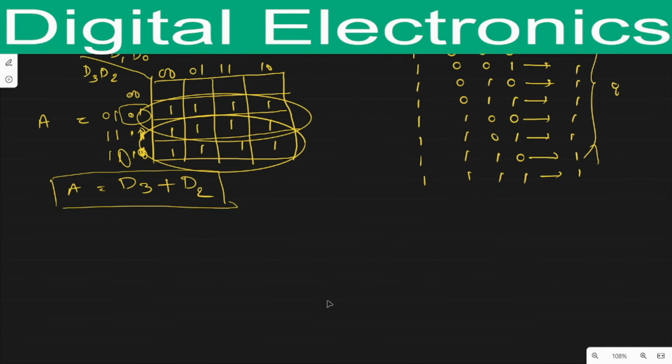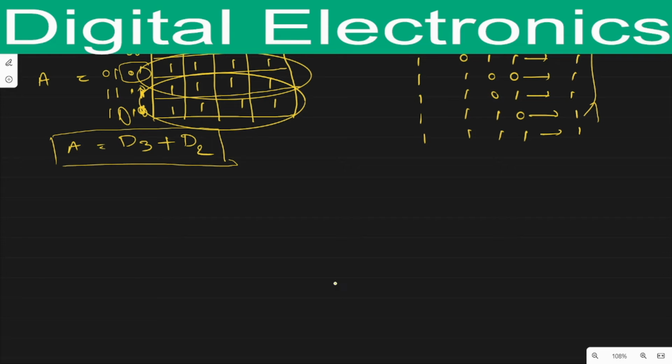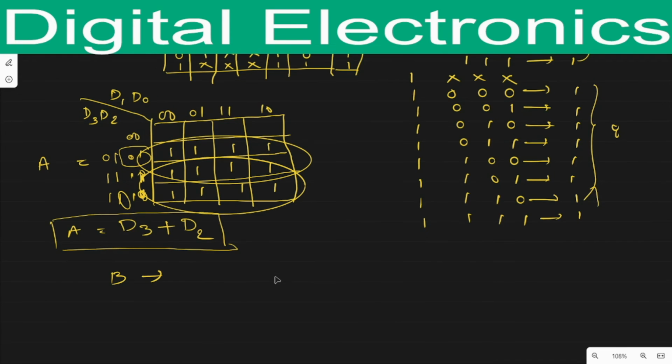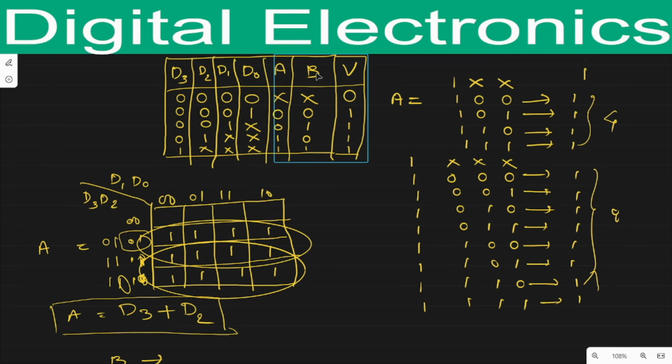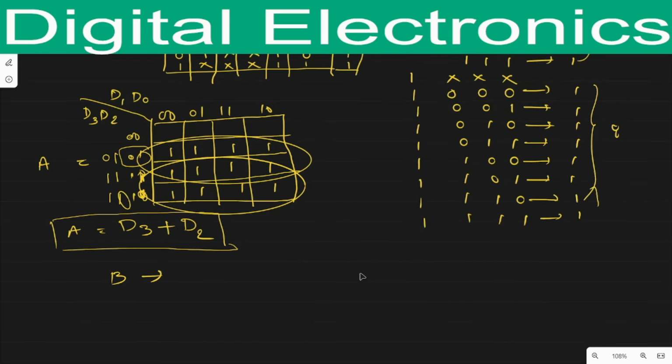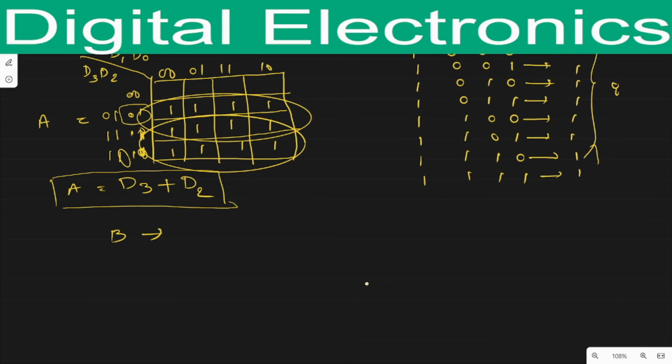Same as A, we can also calculate the equation for B. How can we calculate the equation for B? To calculate the equation for B, we need the truth table, and from this truth table, we can see B equals 1 for 1 cross.